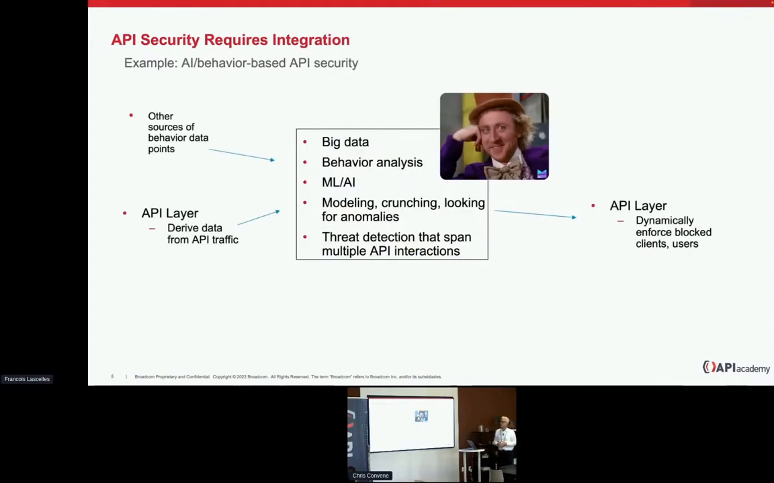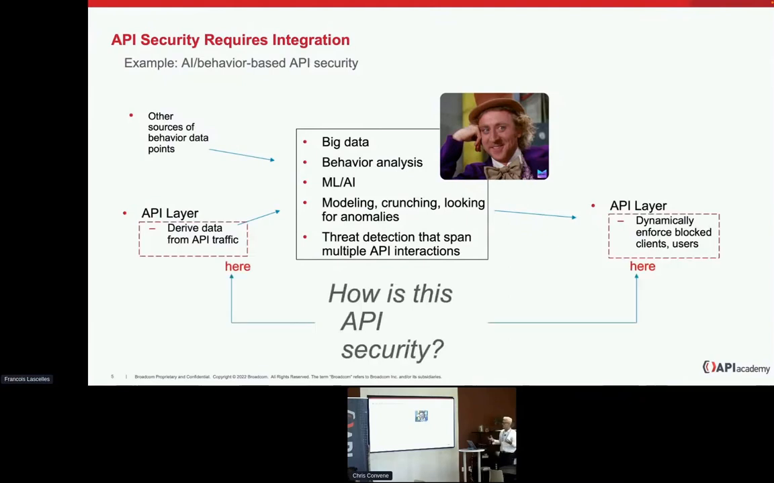So integration, right? We are an API gateway solution, and we're definitely in the middle of that. When customers do API security, our gateway needs to integrate typically with an identity management solution, for example, and things like that, right? But even if you think about AI or behavior-based API security, right? So, Willy Wonka is selling you this big data solution, does behavior analysis, machine learning, AI. It models your API traffic, crunching the numbers, looking for anomalies. So how is that API security, right?